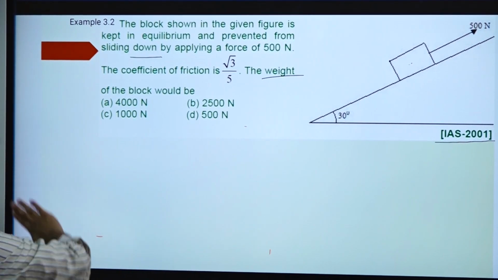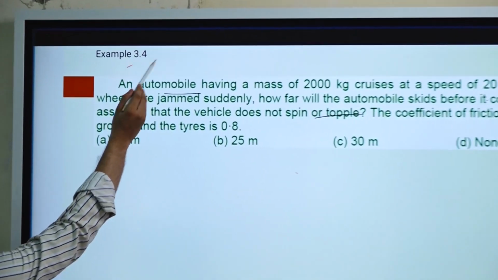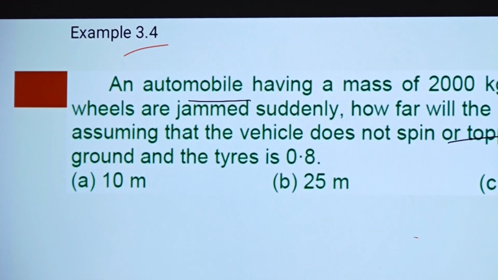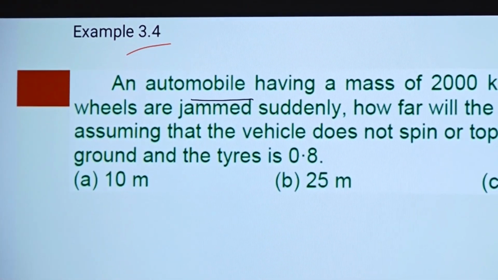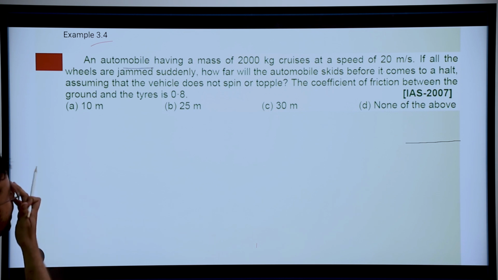Okay, now let us move to the next question. It is example 3.4. Example 3.3 I will take after some time, because 3.3 will serve some purpose, so I will take it after taking all the questions. So let us read the question. An automobile having a mass of 2000 kilogram cruises at a speed of 20 meter per second. If all the wheels are jammed suddenly, how far will the automobile skid before it comes to a halt, assuming that the vehicle does not spin or topple? The coefficient of friction between the ground and the tire is 0.8.